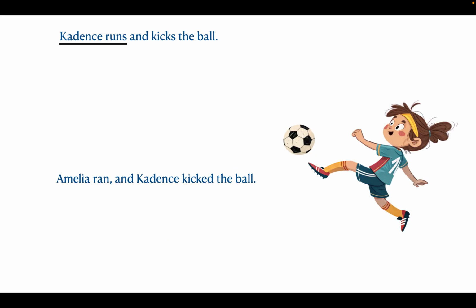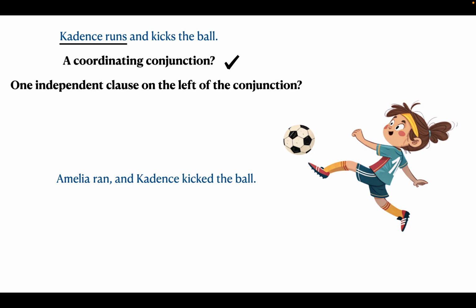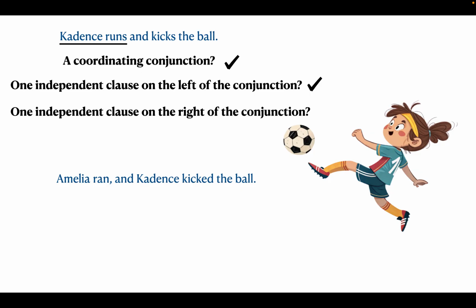So let's look a little bit closer. So Candace runs and kicks the ball. We have our coordinating conjunction. That's a check. We have that with and. One independent clause on the left of the conjunction. So Candace runs. That's, yep, check. Do we have an independent clause on the right side of the conjunction? We don't. Kicks the ball is not an independent clause. So this is a compound verb. This one subject is doing two verbs. She's running and kicking the ball.